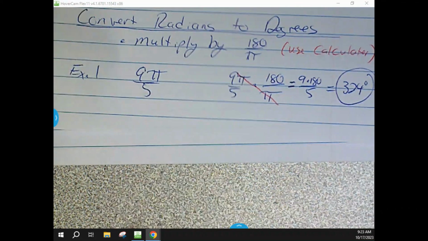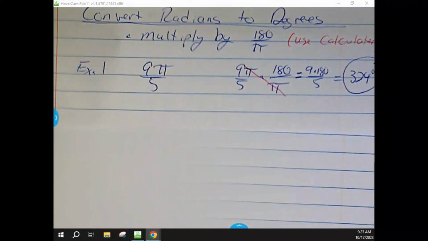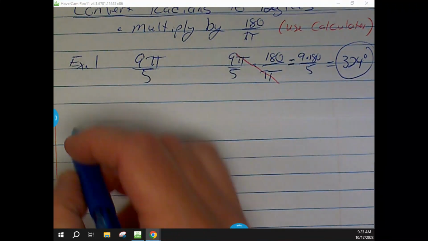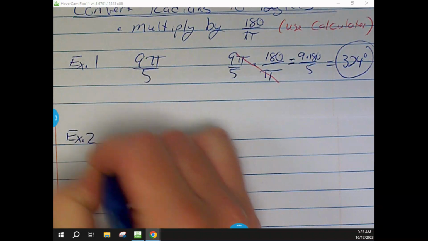Okay. If it happens to not come out to an exact, nice, even whole number, it should tell you to round it off to 1 or 2 decimal places, whatever they specify.